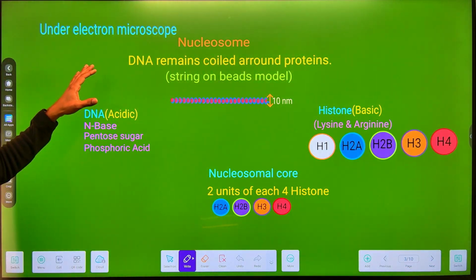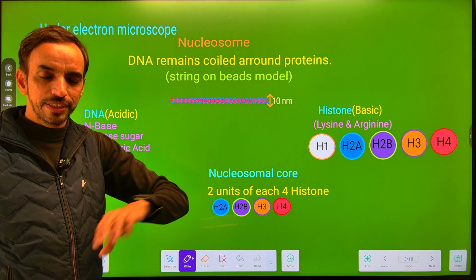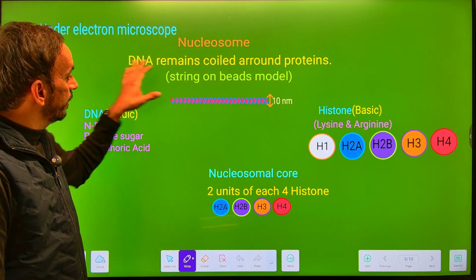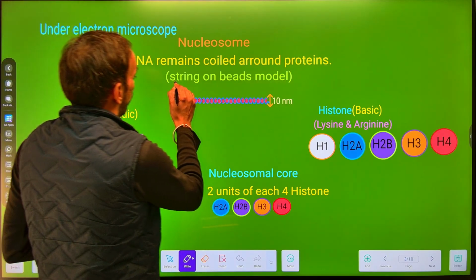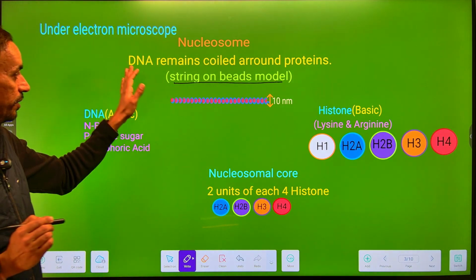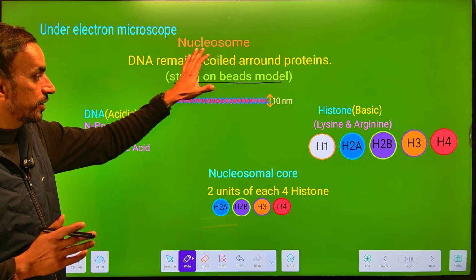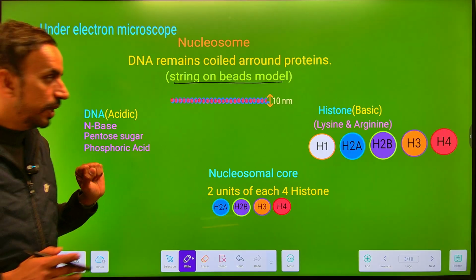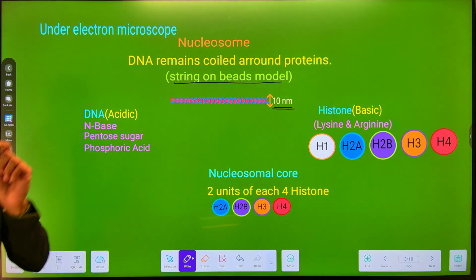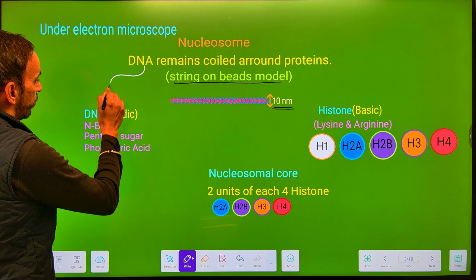So if you talk about the nucleosome under the electron microscope, as we discussed, if you observe the nucleus under the electron microscope at the nucleosome stage, then it will be observed in the form of a string on the bead model. The DNA remains coiled around the protein, which forms the structure called the nucleosome, which you will observe as we discussed, and it is known as the 10 nm fiber. Now in this nucleosome we have two components, we can say.